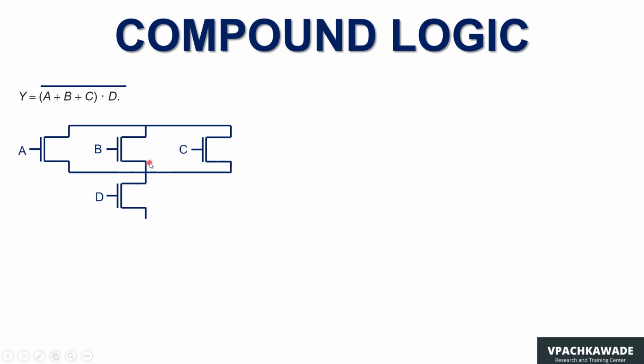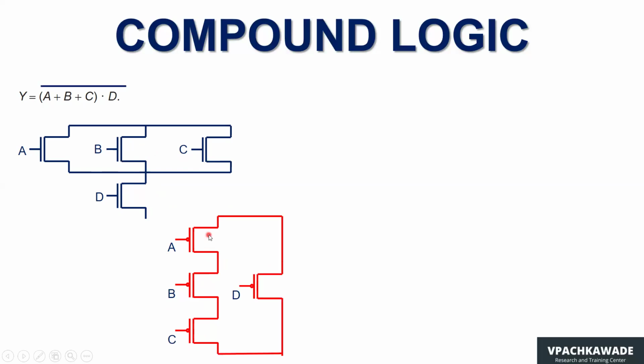Once that is done, what you need now are the PMOS transistors, which are obviously complementary to the NMOS. Since the NMOS A, B, C are all in parallel here, the PMOS with the inputs A, B, C are going to be in series. And since the D input NMOS transistor comes in series with the parallel block, the D input PMOS transistor would be in parallel with this series branch, which is what we see here.